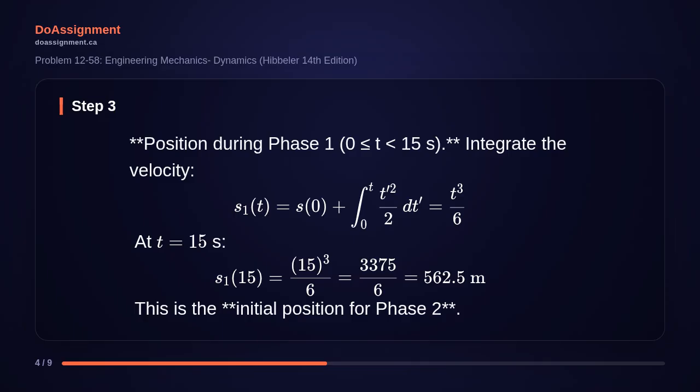Integrating the phase 1 velocity, the position equals t cubed over 6. At t equals 15 seconds, the rocket has traveled 375 divided by 6, which is 562.5 meters. This is where the second stage begins its burn.